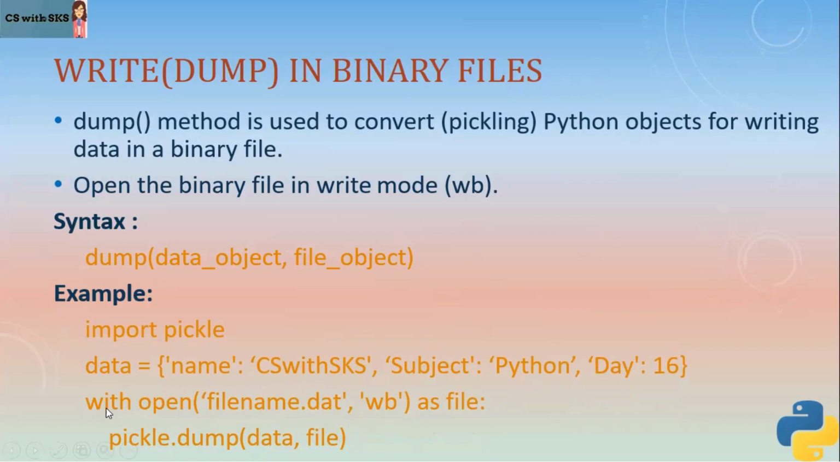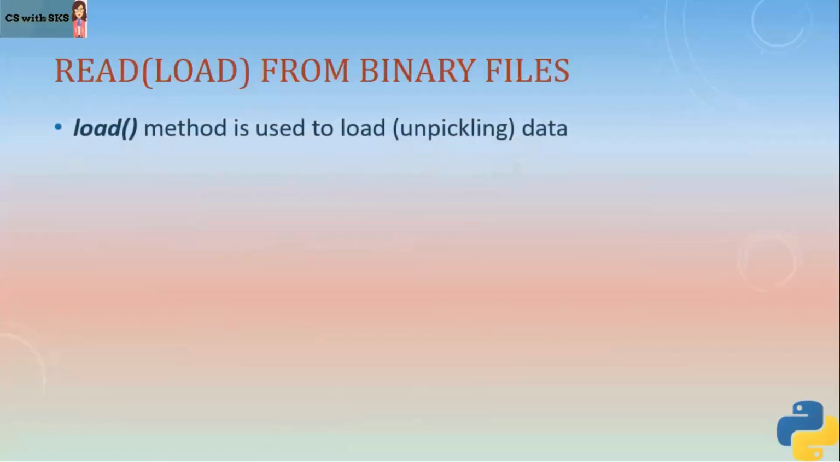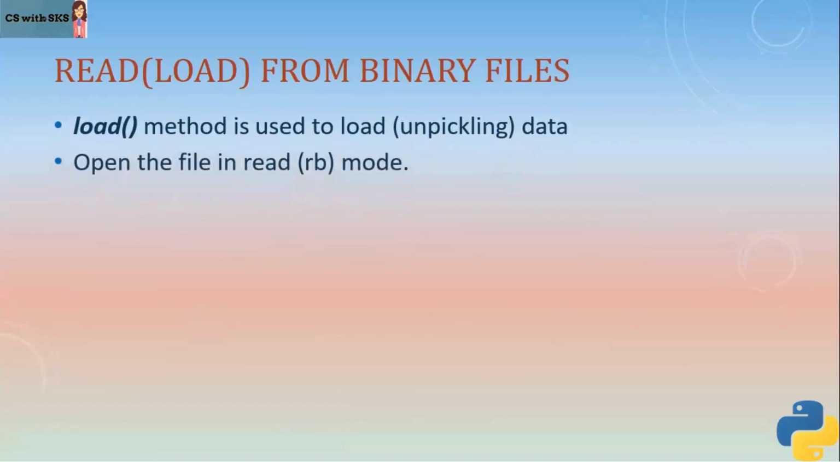So here I have used the with clause with open, whatever your file name is, in WB mode when you're writing into the file, as file. So this is my file object, and then pickle.dump, data, my dictionary, comma, file object, right? That is how we dump in binary files. So for reading, we have a load function. The load method is used to load, meaning unpickling of data. So we open the file in read mode whenever we have to read from binary files.